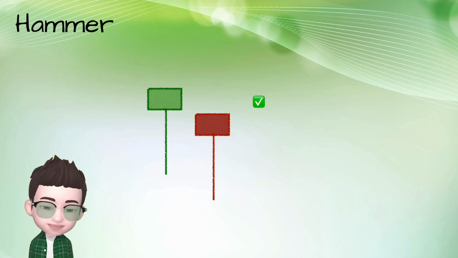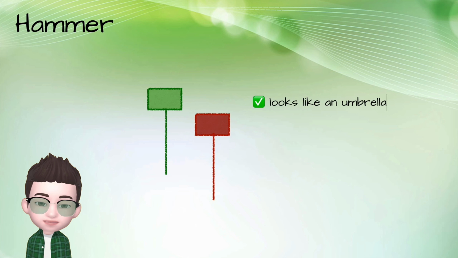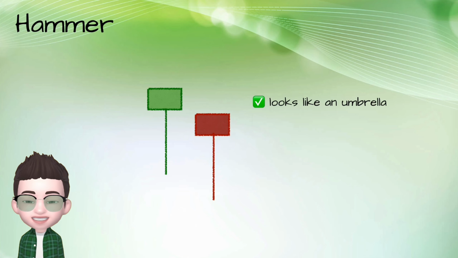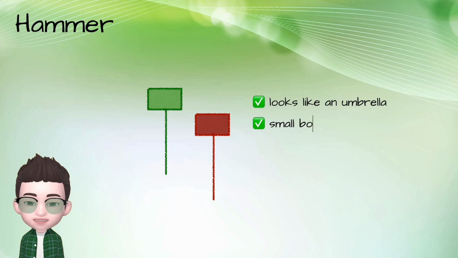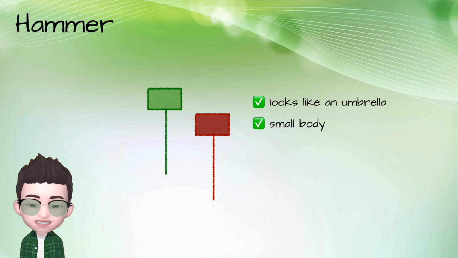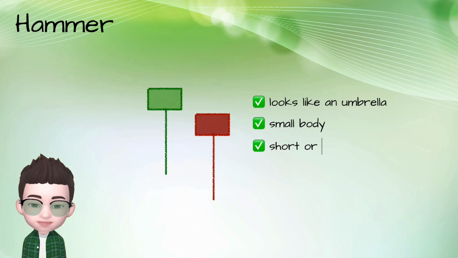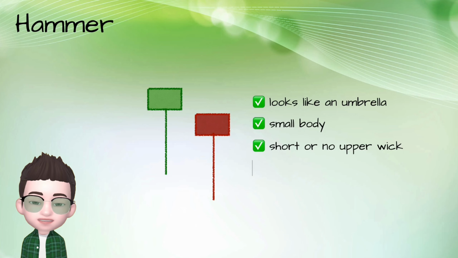It looks like an umbrella. It has a small body. It has short or no upper wick. It has a long lower wick.